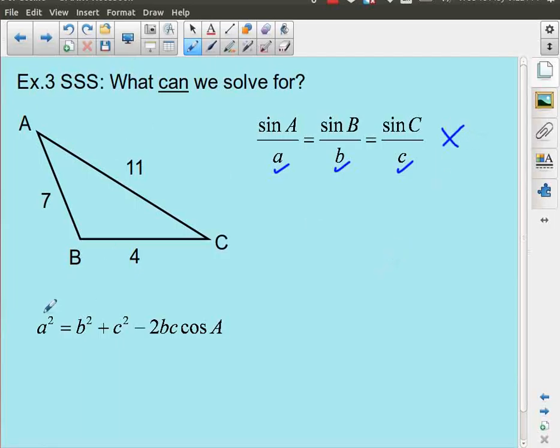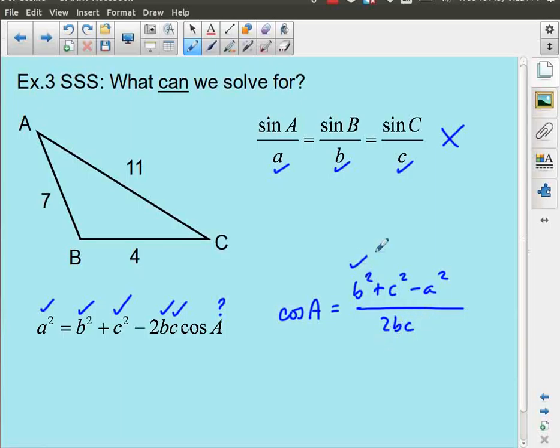On the other hand, I know the side A, I know the side B, I know the side C. The only thing unknown is angle A. So I could solve for the angle A, and to do that, I would instead use the alternate form, b squared plus c squared minus a squared over 2bc. I know B, I know C, I know A. Everything on the right side is just a number. So from there, I should be able to solve for the angle A. So again, what can we solve for? Here we can solve for the angle A, and the only way to do it is with the cosine law.